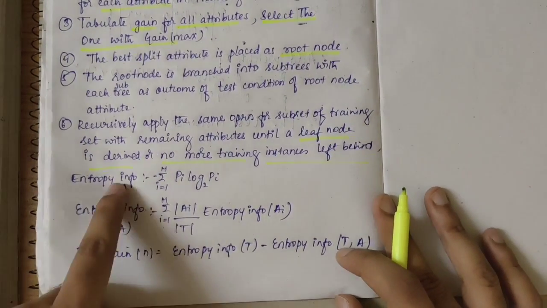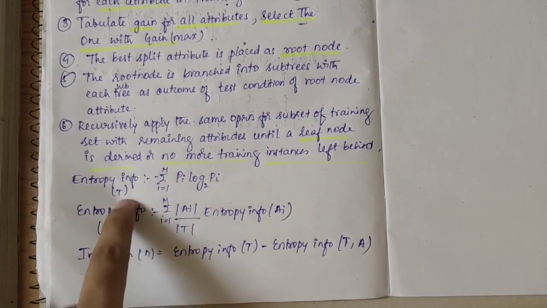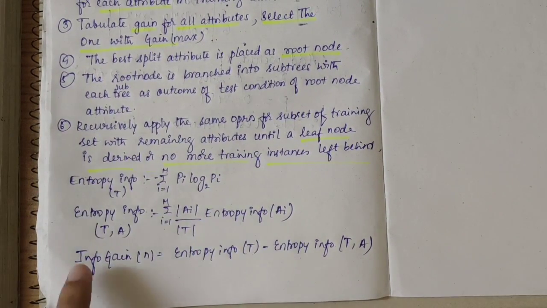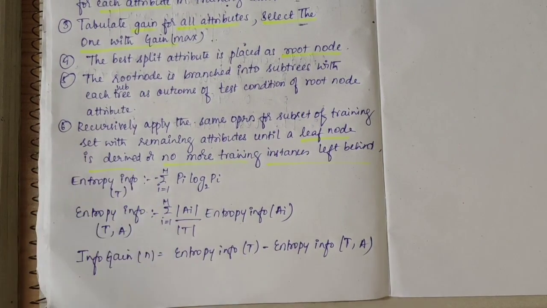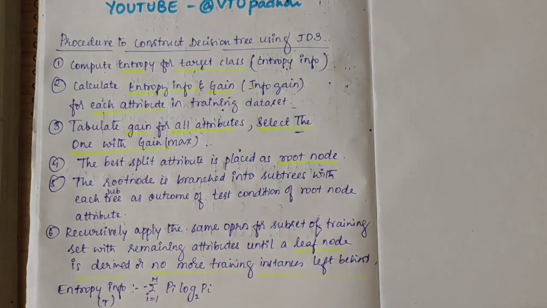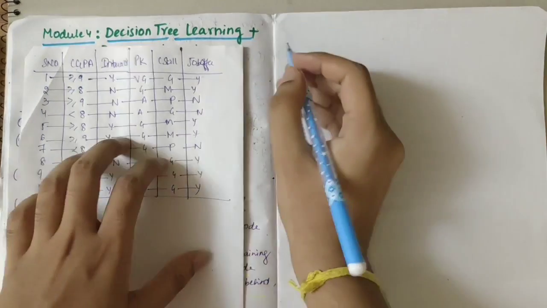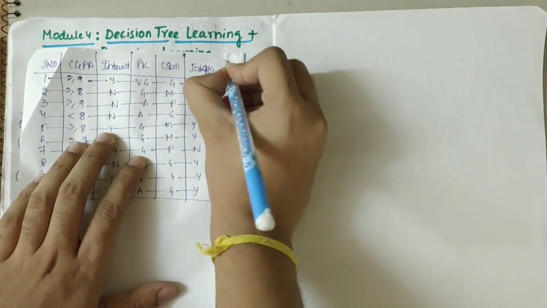So these are the formulae. Entropy info, that is entropy of T comma A, is this, and then info gain is this minus this. Okay, so we'll start with an example. Consider the values given here. This is the training dataset T.